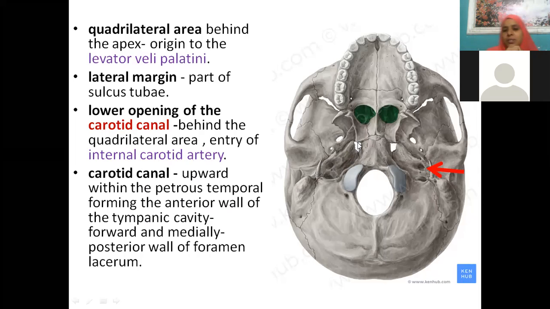So you can imagine it's not straight. It is turning forwards and medially, and it is moving towards the posterior wall of the foramen lacerum. This is the carotid canal. This is the foramen lacerum. The direction is like this, forwards and medially.